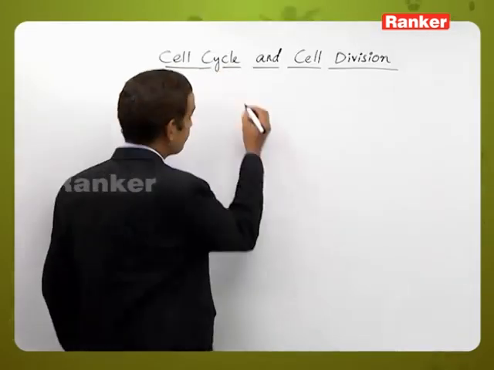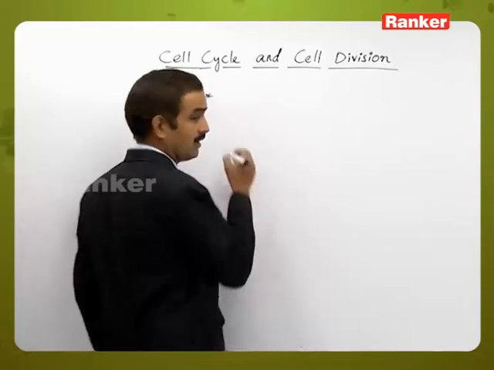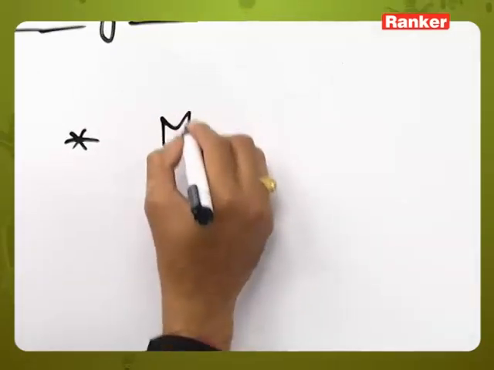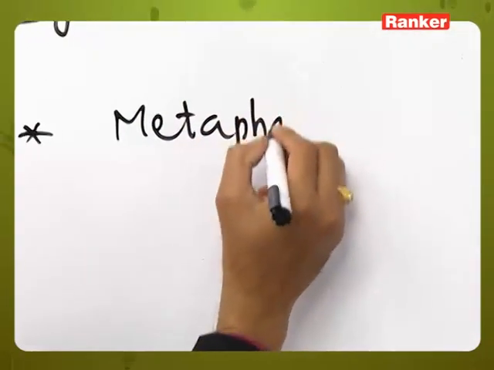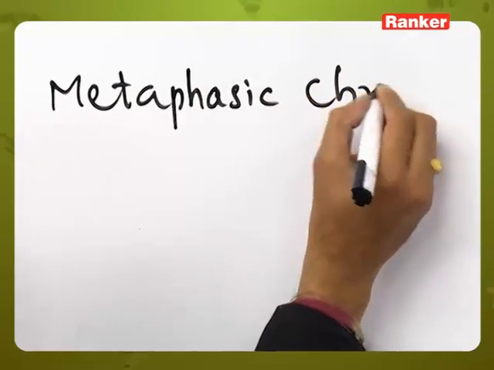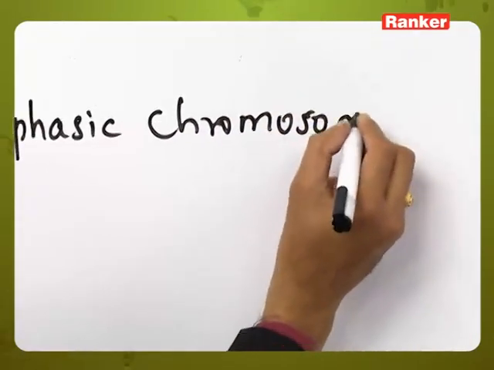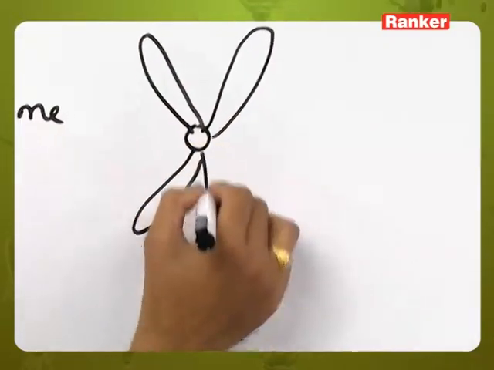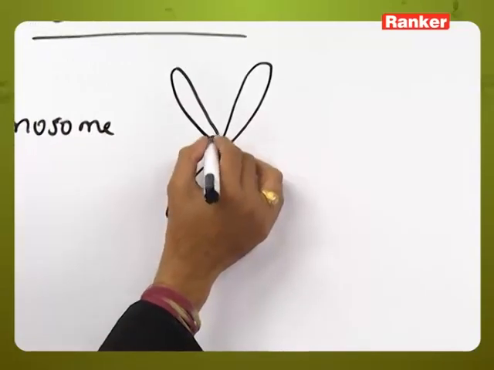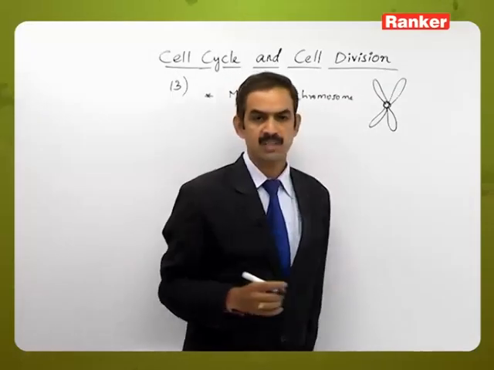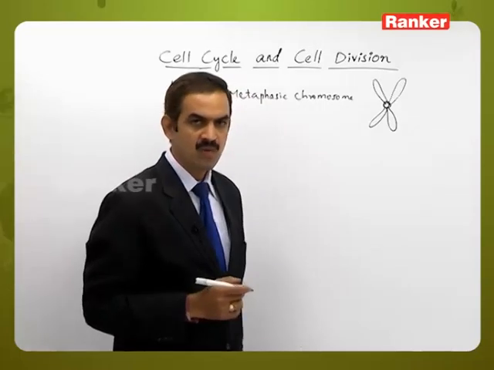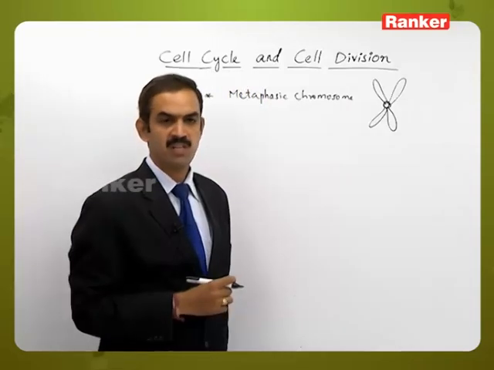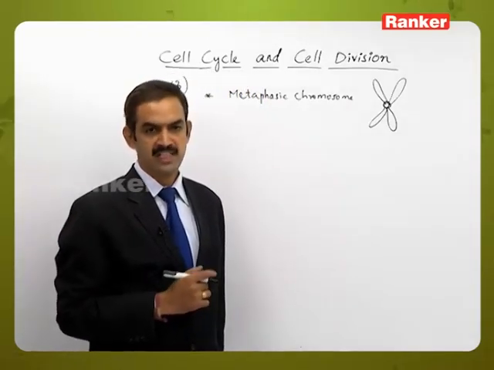So here option A, if you see, the metaphasic chromosome shows 4 chromatids. Actually, the metaphasic chromosome will appear like this: one centromere with the 2 chromatids can be seen, and each chromatid will contain 1 DNA molecule. So the metaphasic chromosome will have only 2 DNA molecules.